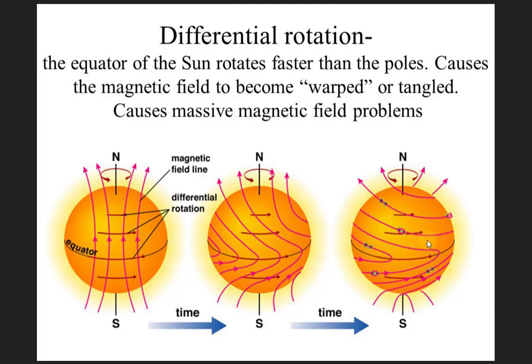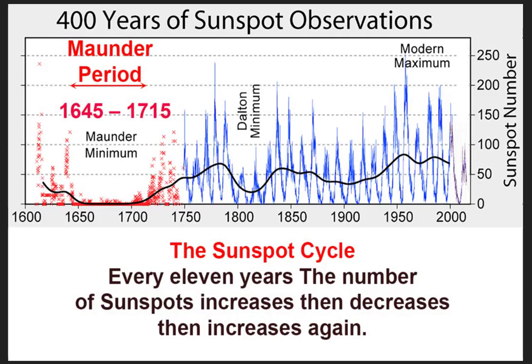When the lines are parallel with the equator, solar activity goes up. There's a lot of sunspots that indicate high solar activity. So every 11 years, we have a solar cycle. This solar cycle was interrupted between 1645 and 1715. We call this period the Maunder period or a Maunder minimum.